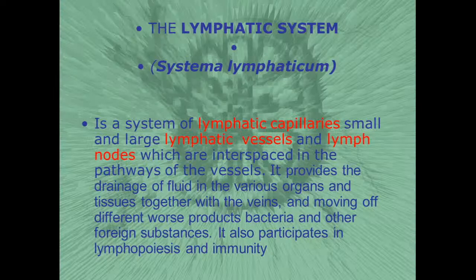And first of all, we have to say what the lymphatic system is. It's a definition of the lymphatic system. It is a system of lymphatic capillaries, small and large lymphatic vessels, and lymph nodes, which are interplaced in the pathways of the vessels. It provides the drainage of fluid in the various organs and tissues, together with the veins, and the moving of different waste products, bacteria, and other foreign substances. It also participates in lymphopoiesis and immunity.